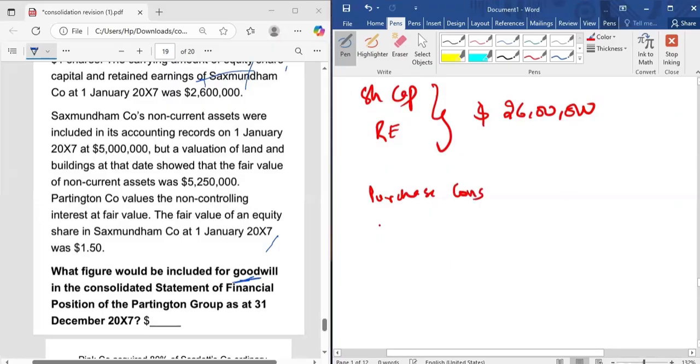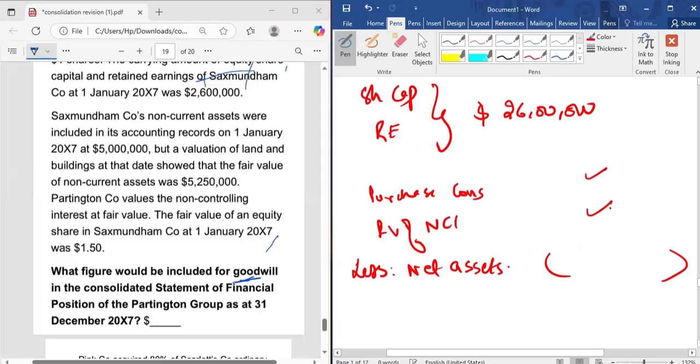To this we add fair value of NCI and we deduct the net assets. So here we have a new calculation for net assets. You will see how to adjust fair value of net assets. This purchase consideration and fair value of NCI part is just like the normal questions which we did before, so you will do this calculation yourself. I'll just explain the net assets part.